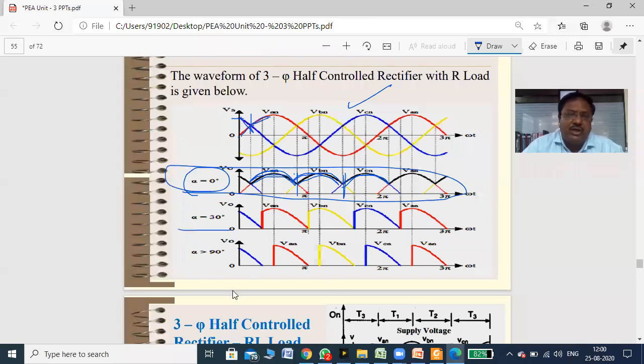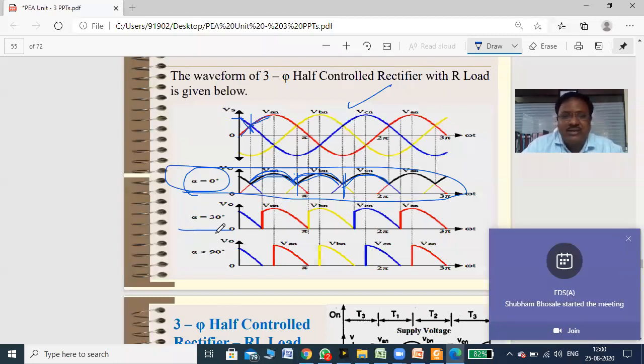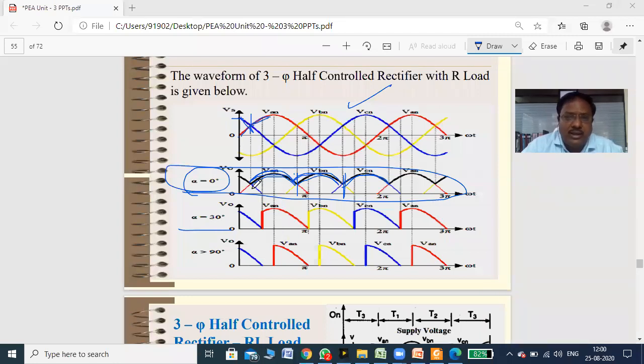If alpha is from 0 to 30, what happens? We can consider alpha is maximum 30, right? So here alpha starts from this point. Okay, so this is up to the 30, right? So up to 30, you will get a continuous conduction mode, because here you can see the conduction mode starts from 60 to 150 plus 30, right? So that is 120. You can see here every SCR conducts for 120, only for 120, right?